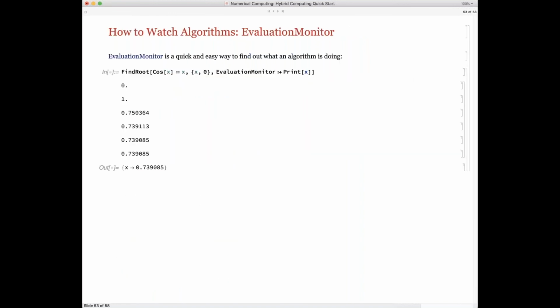It is very useful for debugging purposes to be able to monitor the numerical evaluations and steps taken by methods. One fast way to find out what almost any algorithm is doing is to use the EvaluationMonitor option. You can set this option to an action that you want to take every time the operand of the numerical function is evaluated. In this case, we are observing the convergence of this method to the root of the equation.